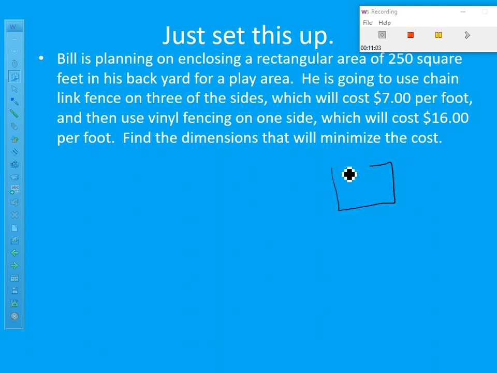So guys, I'm going to come over with my rectangle. I know I have 2 lengths and I know I have 2 widths. Now, it does not matter how you label this.